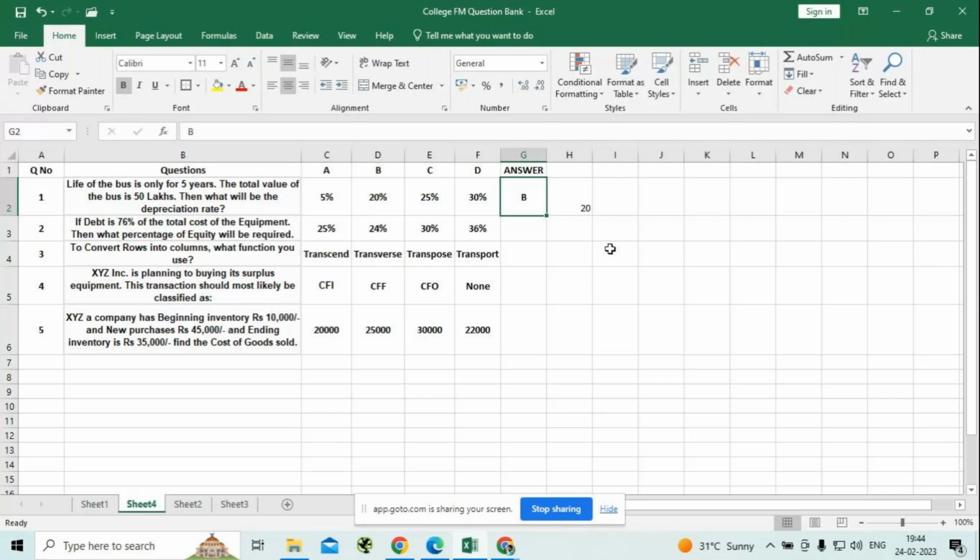The answer for the second one is again option B, 24%. Why? Sir, because the total cost of the equipment is funded by debt and equity. If I take the total cost as 100, 76 is debt, so 100 minus 76 is 24%. Very good.